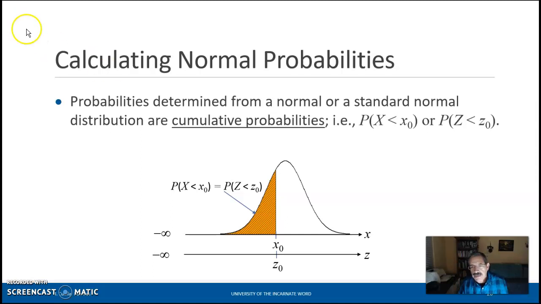So when we say cumulative probability, that means the probability that the random variable x takes some value less than some number x sub 0, or that the random variable z takes some value less than some number z sub 0.